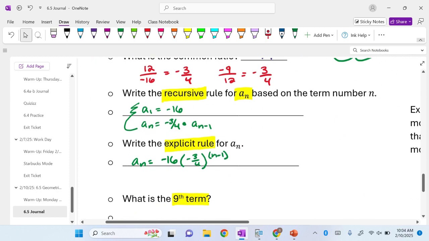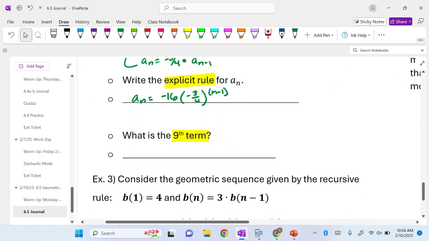So that means that we need to have the 8th term to find the 9th term. Do we have the 8th term? No. So that's why the explicit rule is best. Because with the explicit rule, we don't need a previous term. We only need A of 1, the common ratio, and then the term number.